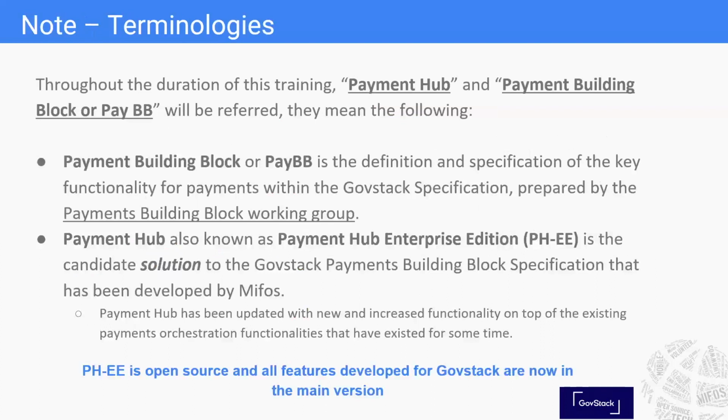Again, a note on the terminologies that we'll be using. Whenever we talk about the payment building block, it refers to the payment building block working group's expectations around the functionalities that should be there in the candidate solution. And Payment Hub is the actual candidate solution over which the payment building block requirements have been implemented.